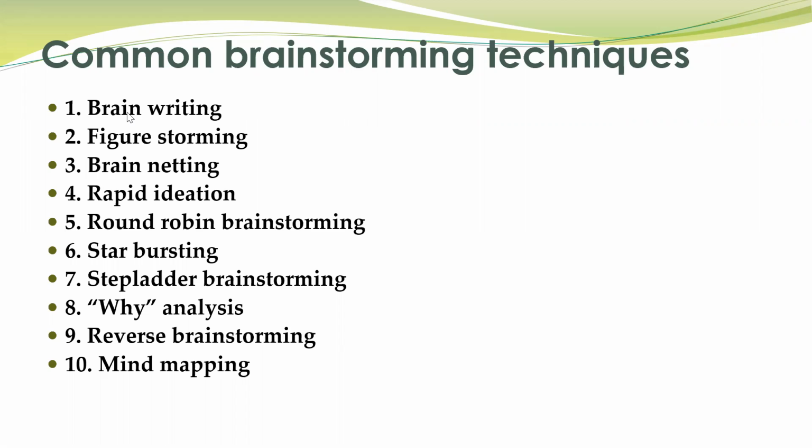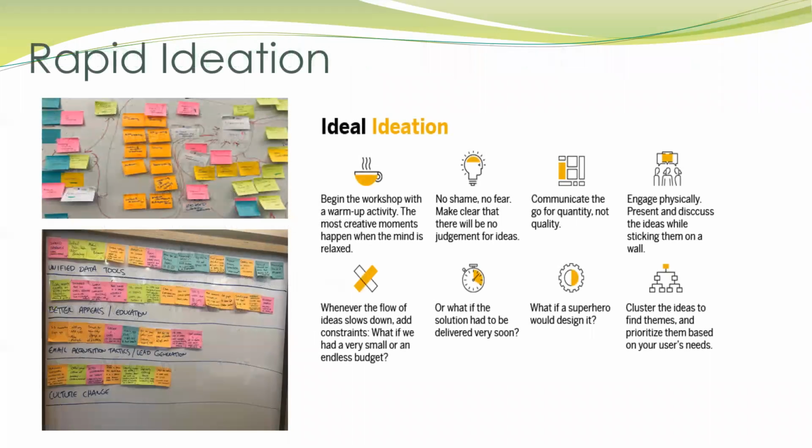So the 10 different types of brainstorming techniques are brain writing, figure storming, brain netting, rapid ideation, round robin brainstorming, star bursting, stepladder brainstorming, why analysis, reverse brainstorming, and mind mapping. Okay, so let's look at one particular type of brainstorming that we usually use, rapid ideation.